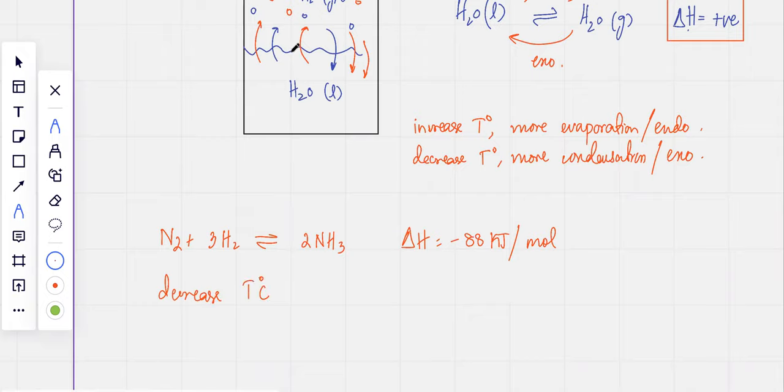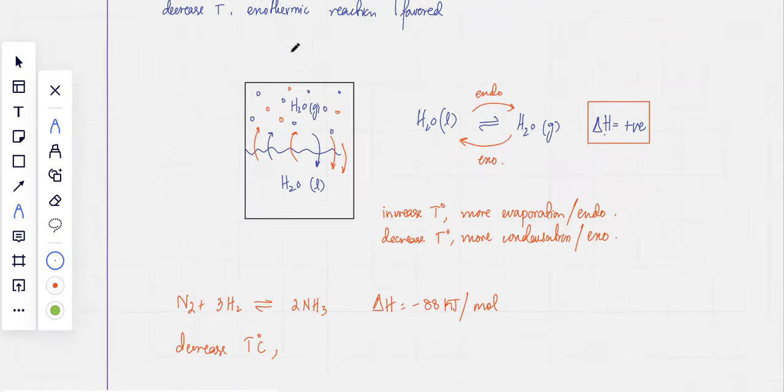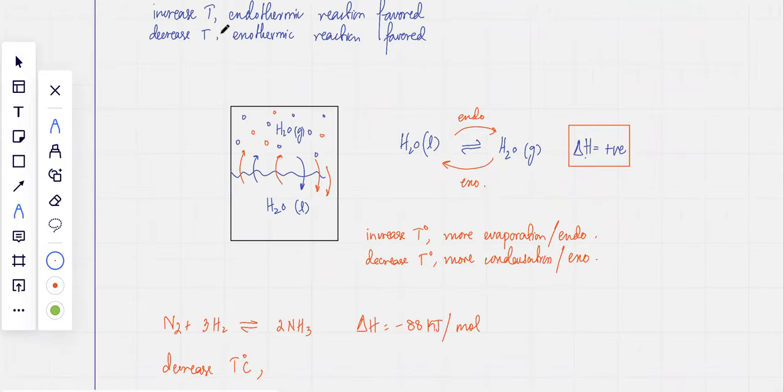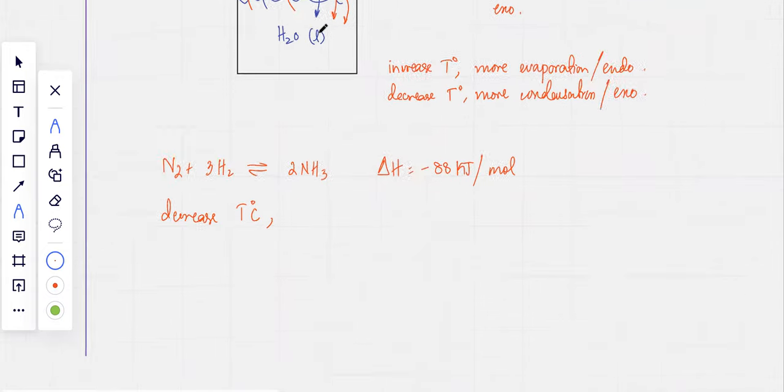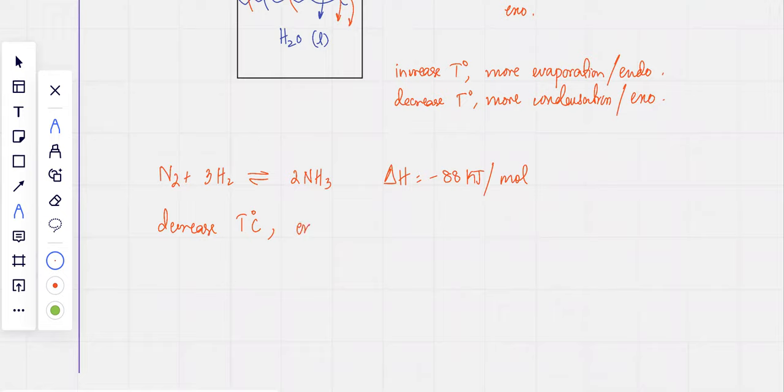In this exothermic case, exothermic, which is the forward. Exactly. So we know from the rule, if you decrease temperature, the rule is written over here: if you decrease temperature, it's always the exothermic reaction that's going to be favored. The next step would be to identify which one is the exothermic. So we know that the exothermic reaction would be favored.